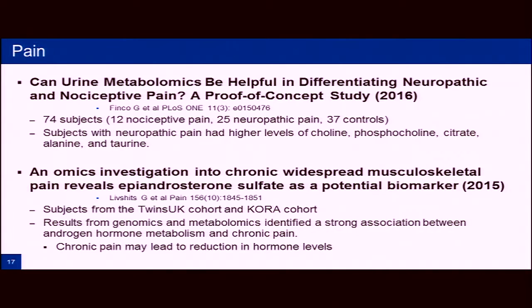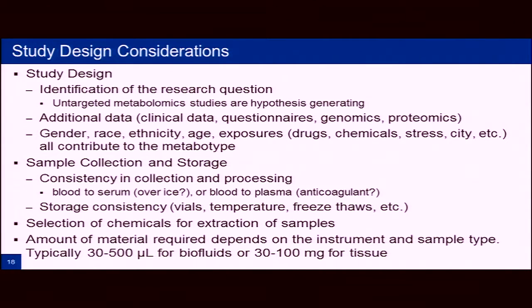And in pain, they've tried to use metabolomics to differentiate different types of pain. And their preliminary work looks like they are able to do that. So that might be very useful in the future in pain management. And this other study used both genomics and metabolomics data to try to understand chronic pain more. So I think you'll start to see more of the omics data, hopefully, surrounding some of these quality of life issues.